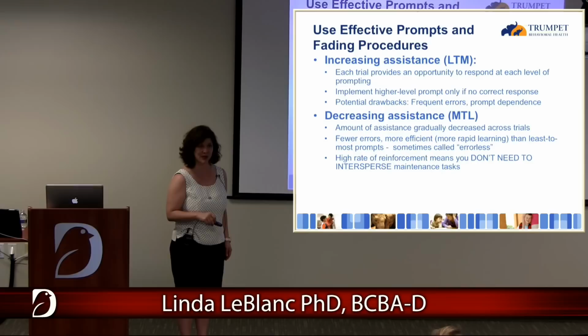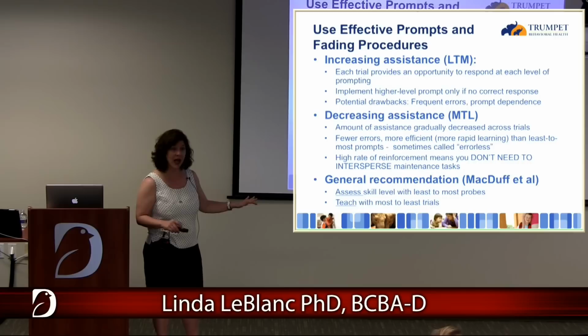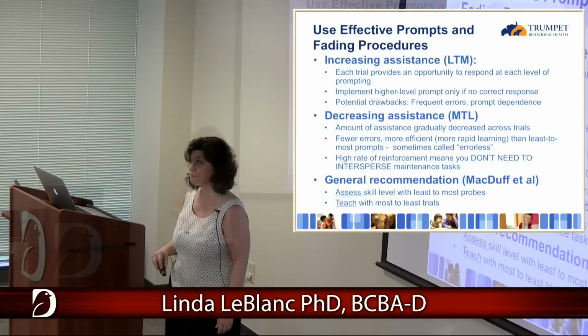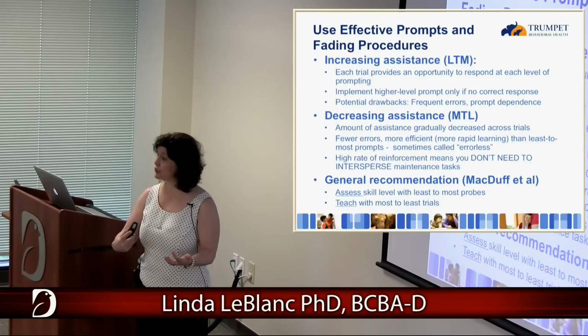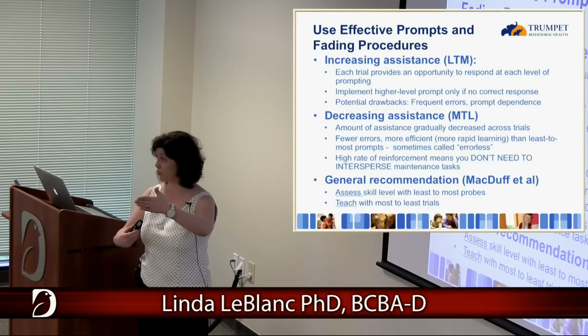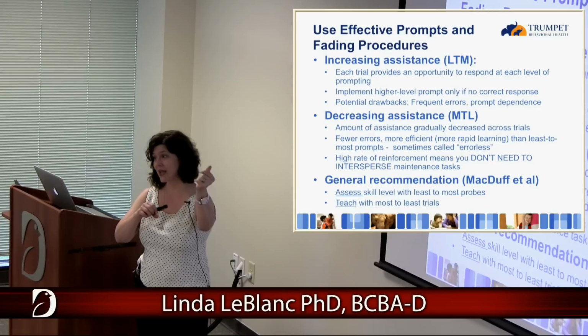So here is the general recommendation. It may shock you to know this, but this paper was published a long time ago, like the 90s. Assess with least to most probes. That lets you know what level of prompt is required because you get to see at every single prompt level whether the child could get it right, but then teach with most to least trials. Quick assessment to figure out what prompt level you need. Now teach with that prompt level, please, and then reassess.